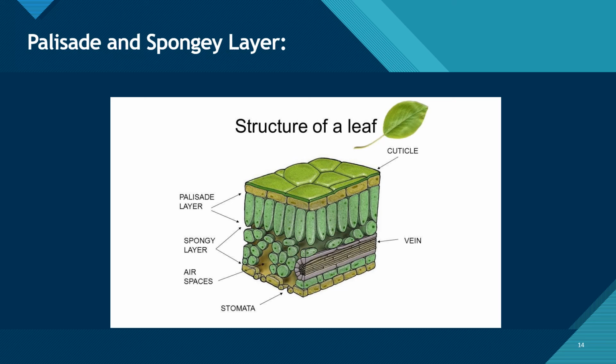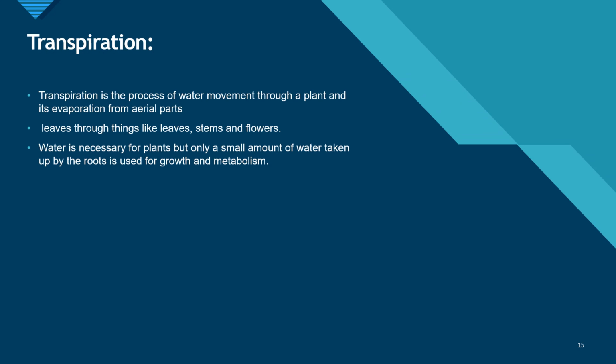Water is transported by xylem here, and over 90% of the water entering the roots of plants evaporates from the surface of the mesophyll cells. Transpiration also occurs here, and we'll talk about transpiration in the next slide, but essentially it's the process of water loss through evaporation in leaves. Transpiration is the process of water movement through a plant and its evaporation from its aerial parts, which consist of things like leaves, stems, and flowers. Water is a necessary part for plants, but only a small amount of the water taken up by the roots is used for actual growth and metabolism. So we can see that transpiration is a very important part to plants.